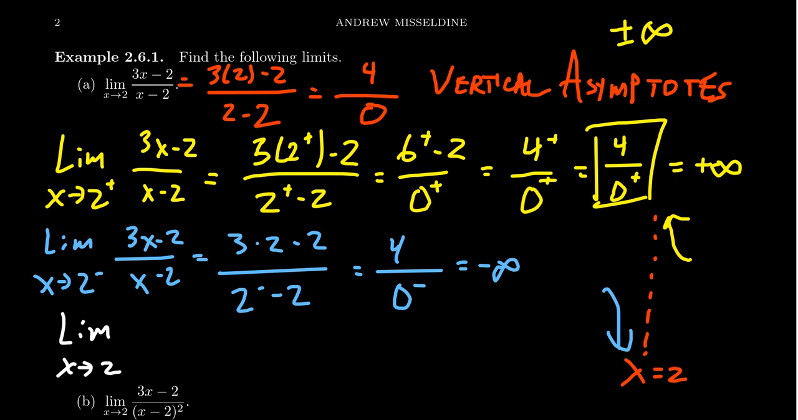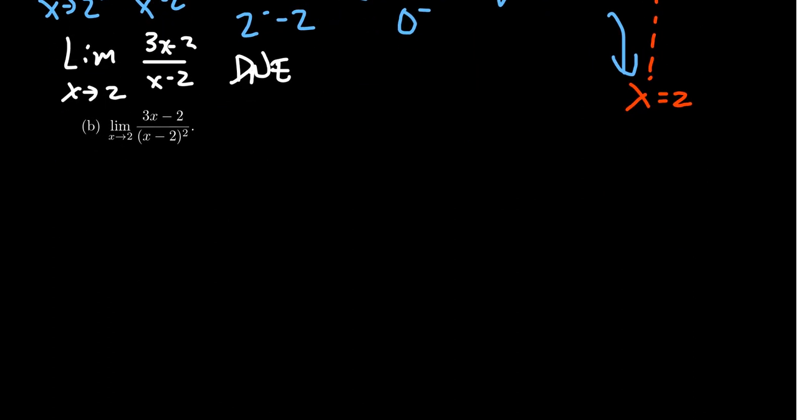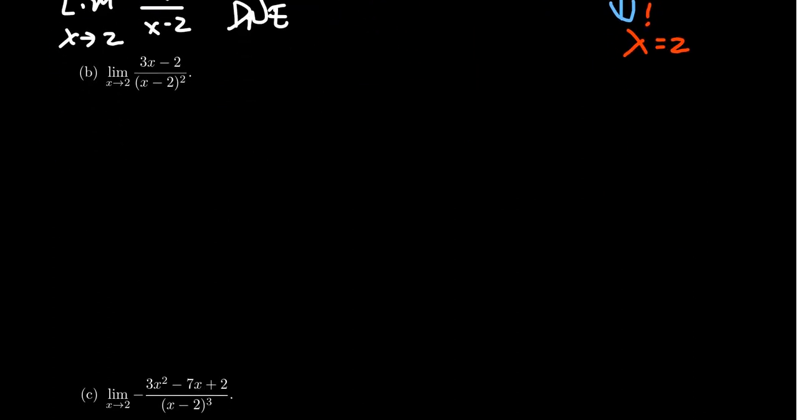So to answer the original question about what happens to the limit as x approaches 2 of (3x minus 2) over (x minus 2), we see that this limit does not exist because the left limit is negative infinity and the right limit is positive infinity. There's disagreement there. Let's try this again a little bit faster this time now that we've seen the technique.